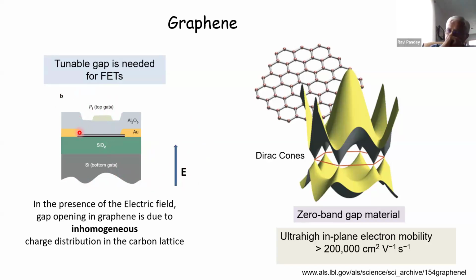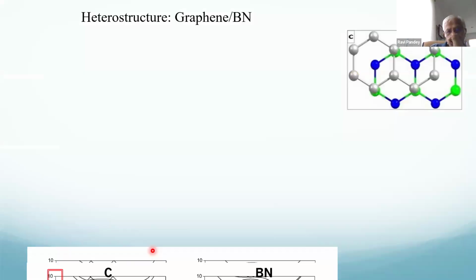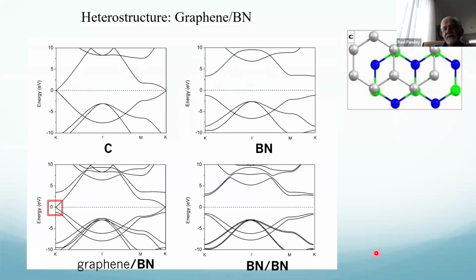So when we saw this paper, we thought about it. And we thought, is there any way to induce this inhomogeneity in the carbon lattice electron density distribution? So we came up with the idea: we have the graphene. Why not make a heterostructure of graphene with a boron nitride monolayer?